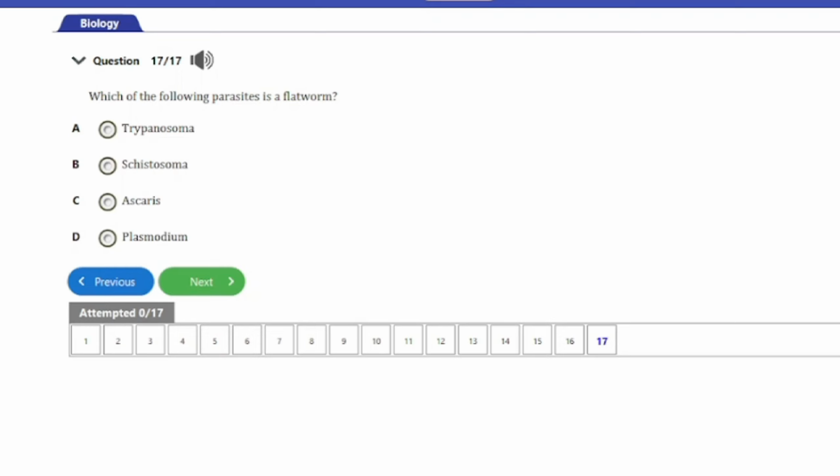It says, which of the following parasites is a flatworm? A. Trypanosoma, B. Schistosoma, C. Ascaris, D. Plasmodium. So guys, the parasite here that is a flatworm is actually Schistosoma, and that's option B here. So Schistosoma is actually also known as the blood fluke, and that's it for this question. Option B is the answer to this question.